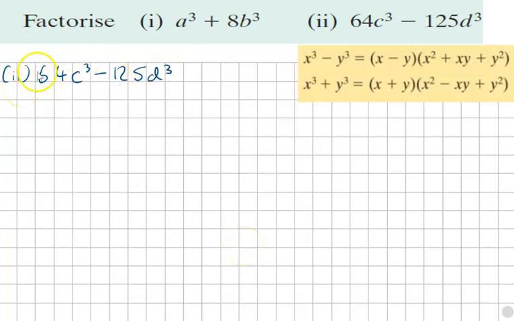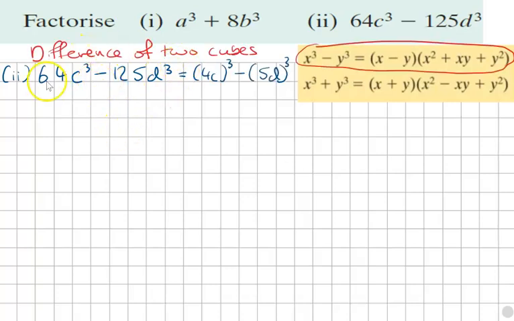Part 2, we want to factorise 64c cubed minus 125d cubed. So we're going to rewrite these in cube form. So 64c cubed can be rewritten as 4c to be cubed, and 125d cubed can be rewritten as 5d to be cubed. So we have the difference of two cubes now. So we're going to use the top formula.